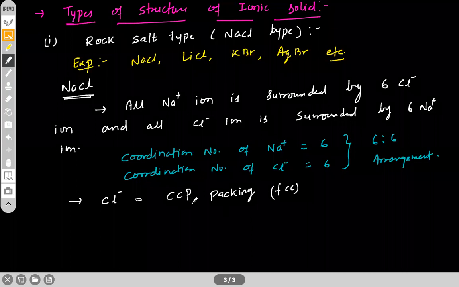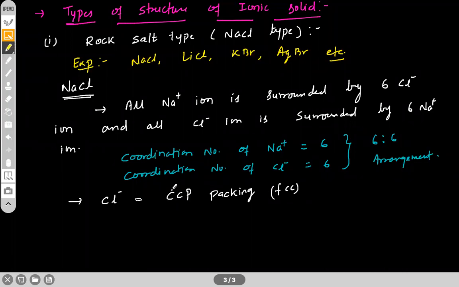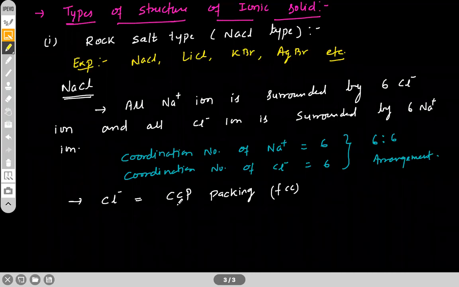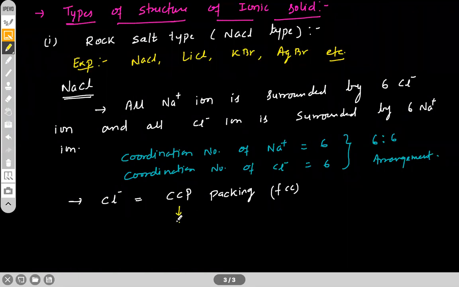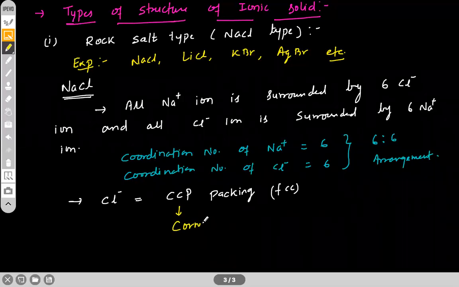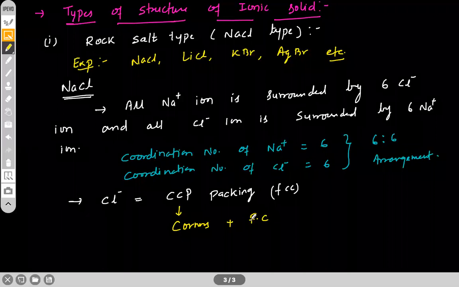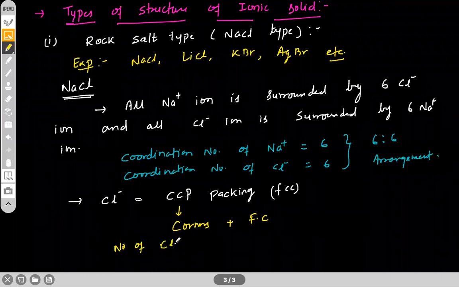Whenever we say CCP packing, here I'm writing it down, but after this we won't write it again and again. Whenever it is CCP packing, it means the ions are present at corners plus face center, FCC it is. So if I ask you the number of effective Cl minus, what is the value here?